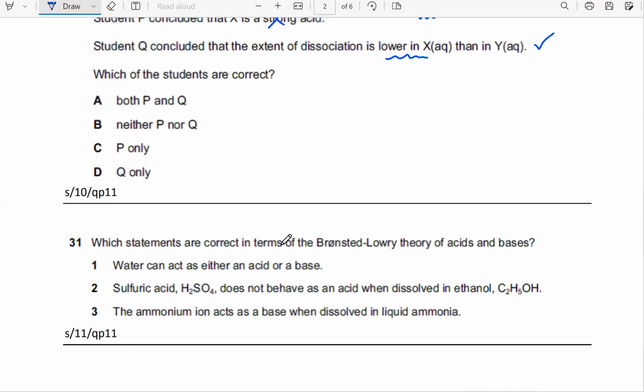The next one is which statement about the theory of acid bases is correct? Water can act as an acid or a base. Is that correct? Yes, TK. Here's water. Water could lose an H+1, right? Plus water's got lone pairs and it can gain an H+1 as well. In that case, it's going to become H3O+1. So it can actually do both. Remember, water is amphoteric.